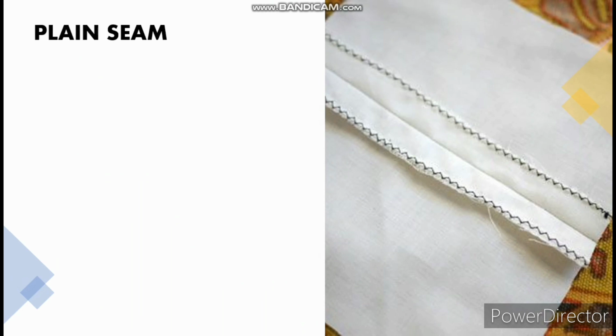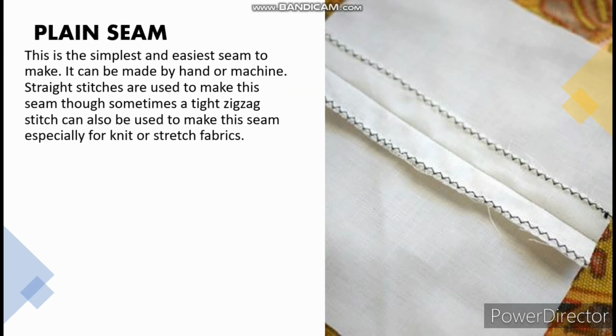Plain seam or open seam. This is the simplest and easiest seam to make. It can be made by hand or machine. Straight stitches are used to make this seam, though sometimes you can make use of a tight zigzag stitch, which can also be used to make this seam, especially if you want to sew a knit or a stretch fabric.